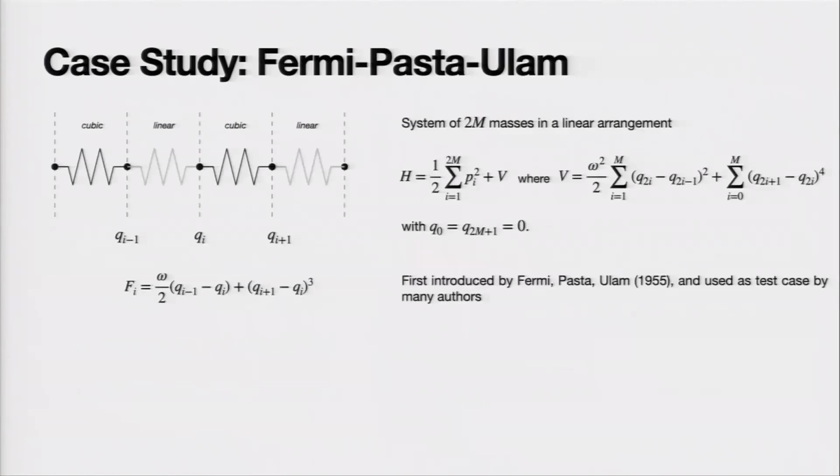on the ith mass is equal to omega divided by 2 times q_{i-1} minus q_i plus q_{i+1} minus q_i to the power of 3. So this is a nonlinear problem where again, you have your Hamiltonian expressed as the sum of the momenta plus the potential, and the potential is non-negative, as you can see.